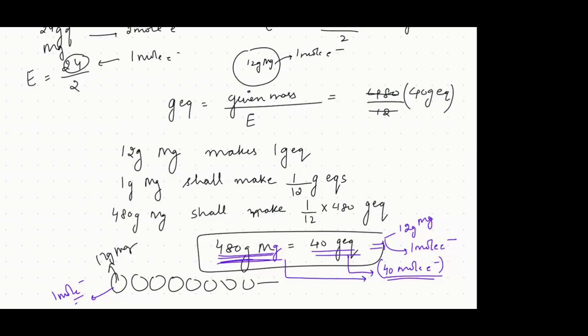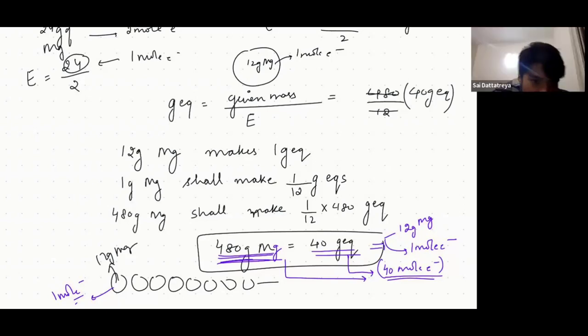Any doubts in this? Just tell me. So this is how you calculate the number of gram equivalents, and you also calculate the equivalent mass. Any doubts in this? Got the point?